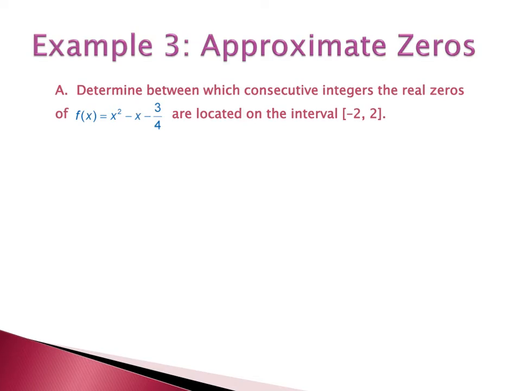What we're going to do in example 3 is approximate zeros. We're going to use the intermediate value theorem that we just discussed on the previous slide to determine between which consecutive integers the real zeros of the function x squared minus x minus 3/4 are located on the interval of -2 to 2.